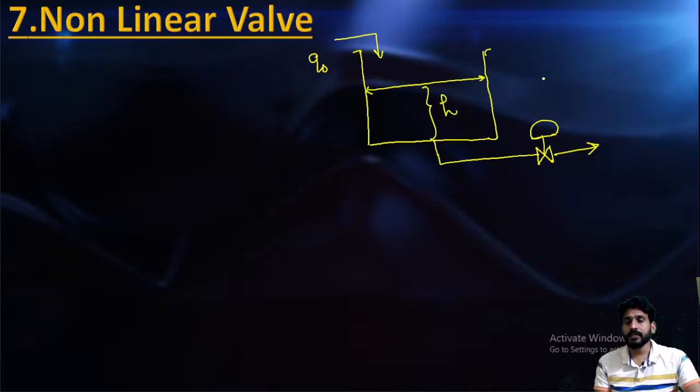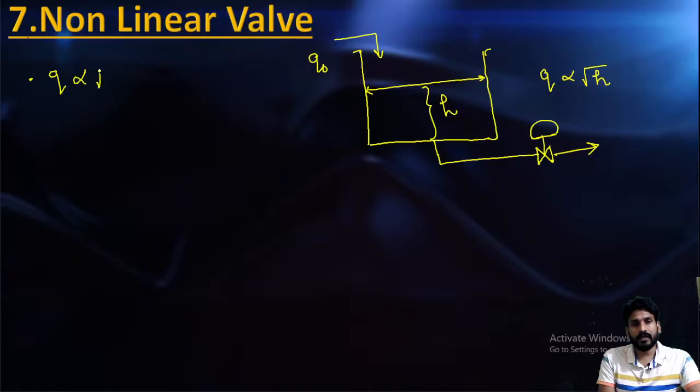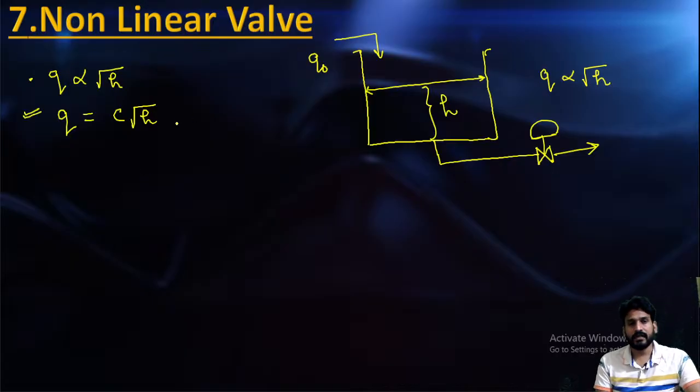But now my Q is not equal to h by R. My Q is directly proportional to under root h. So the relationship between Q and h is non-linear. Now Q is directly proportional to the under root h, so by removing the proportionality sign, I can write Q is equal to C under root h, where C is some constant.